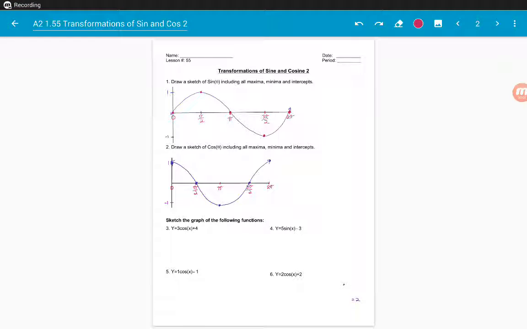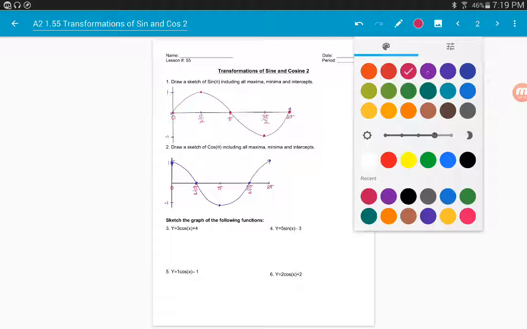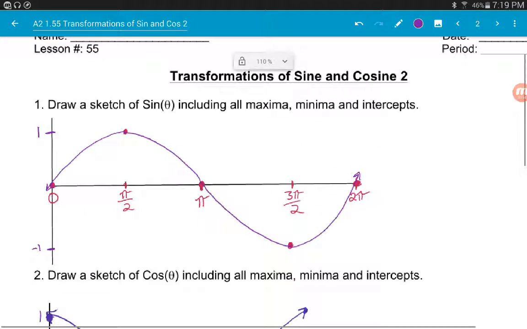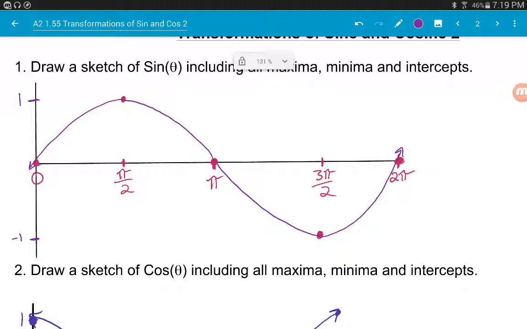In typical fashion, I will be reviewing the lesson before I go right to the style of the homework questions. I want to review everything that we learned so that this serves as good review for you for the future. Now, first thing we started off with was drawing a basic sketch of sine of theta between 0 and 2 pi.